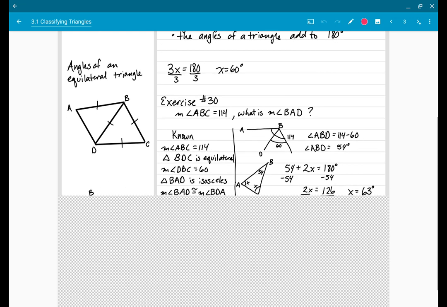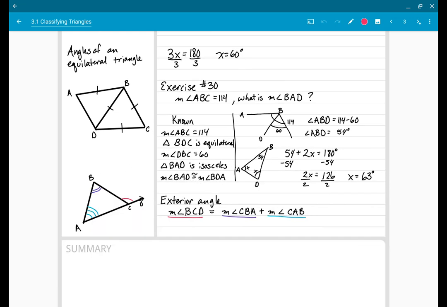Now here's a more complicated exercise that's in your book, number 30. I've recreated the diagram on the left. Here, we can start by using some information. They tell us that the measure of angle ABC is 114 degrees, and they ask us to find the measure of angle BAD. Look for those in your diagram.